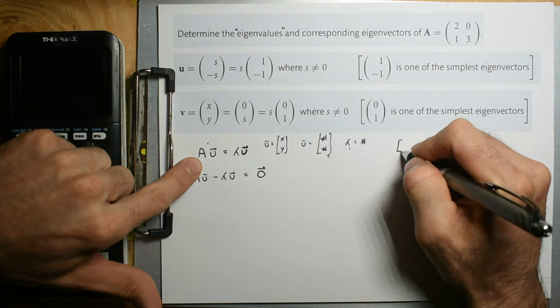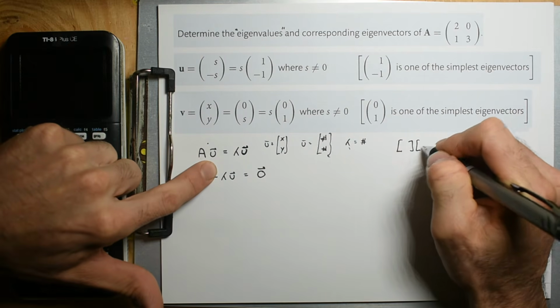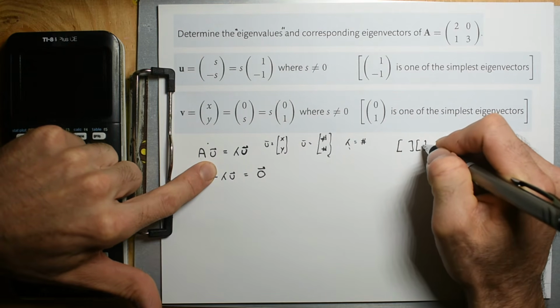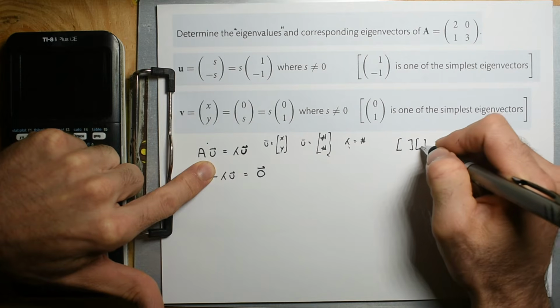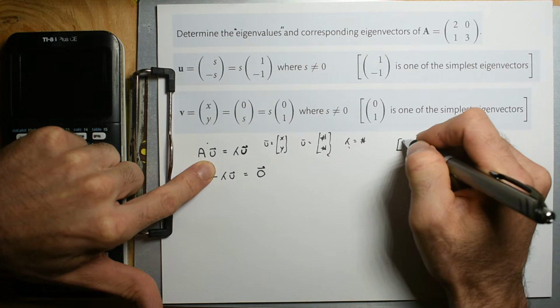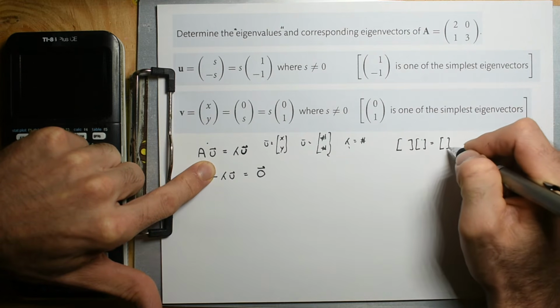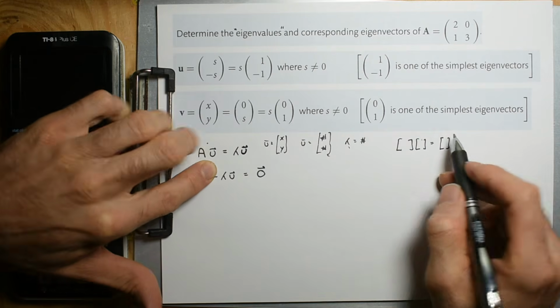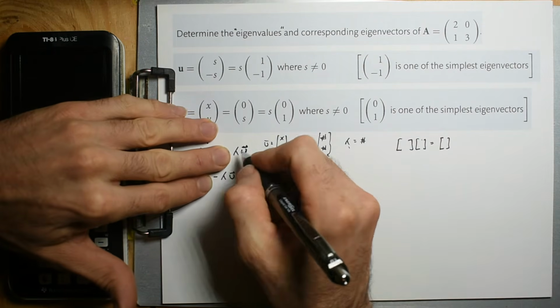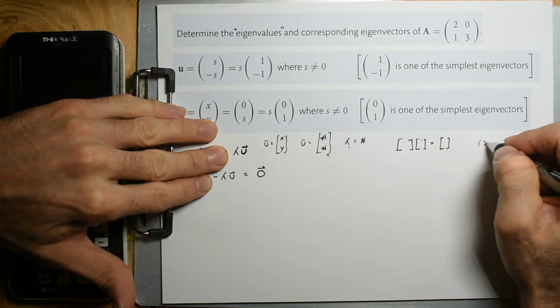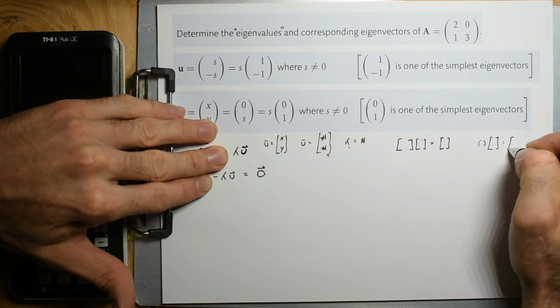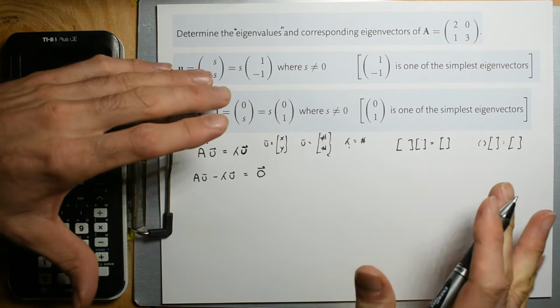This would be a 2 by 2 matrix multiplied by a 2 by 1 matrix, resulting in a 2 by 1. So 2 rows, 1 column. This side, if we just multiplied the scalar times the 2 by 2, this would result in a 2 by 2. So we're good to go there.